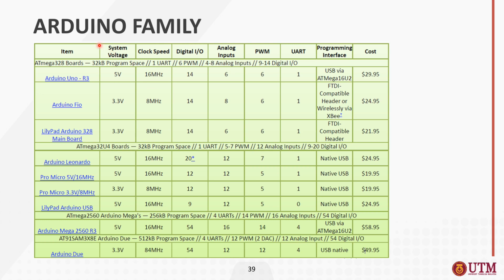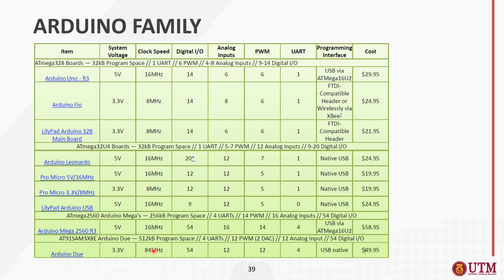As you can see, Arduino Uno has a 5-volt system, but for Arduino Fio, Arduino LilyPad, Arduino Pro Micro, and Arduino Due, the system voltage is 3.3 volts. If your sensors or system don't require a lot of power, you can use the lower power option, for example Arduino Due, because it saves much more power compared to the others. The clock speed for Arduino Uno is 16 megahertz, but Arduino Due is 84 megahertz, which is so fast.